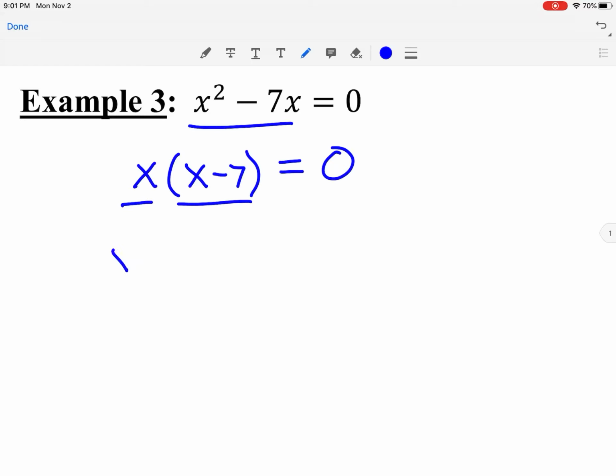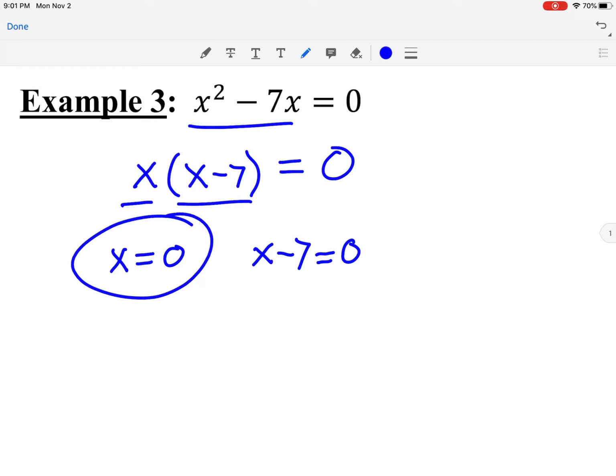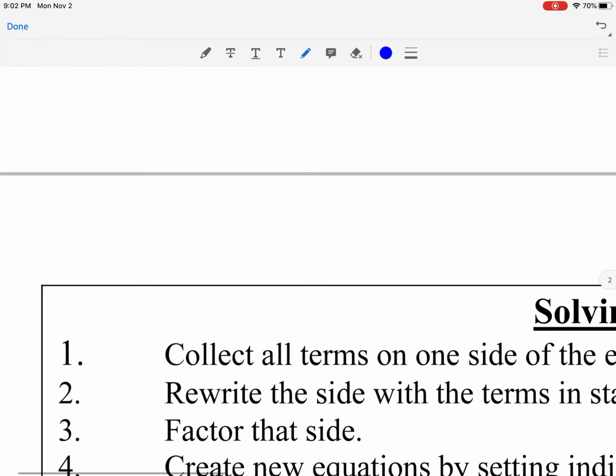So if that's the case, either x has to equal 0 or x minus 7 has to equal 0. This one's already solved, so we have half of our answer. Then we solve this one, and we get our second answer.